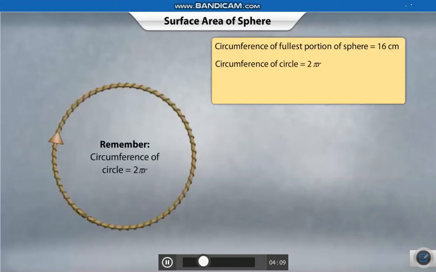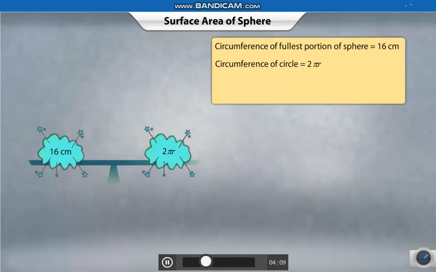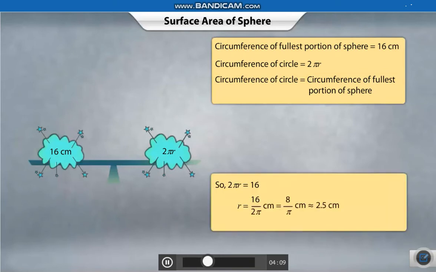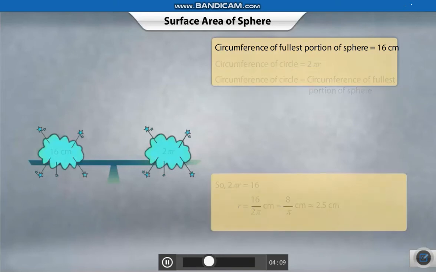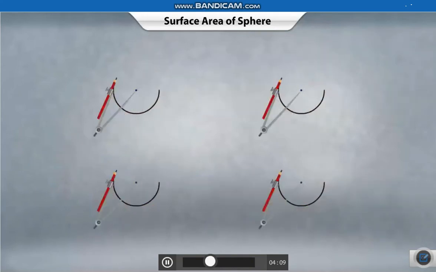We know that the circumference of a circle is 2 pi r. Equating the circumference of the circle with the circumference of the fullest portion of the sphere, we can obtain the value of the radius as shown. Using this radius, let us draw 4 circles.